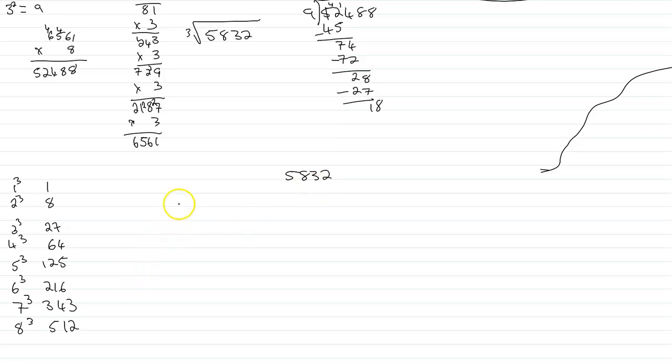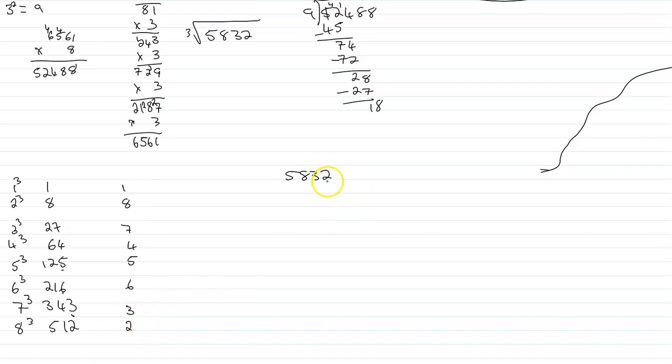So the last number here is 1. The last number here is 8. The last number here is 7. Last number here is 4. Last number here is 5. Last number here is 6. So the last number I'm talking about is this one here. The last number here is 3. And last number here is 2.